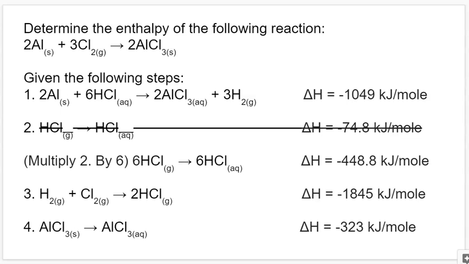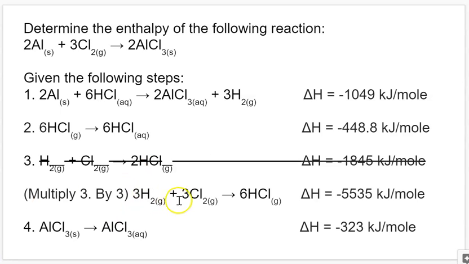So we're going to go down the list. I have HCl gas here on the reactant side, and in 3 I have HCl gas on the product side. So that's going to be a chance to cancel out that 6 HCl gas. So I can multiply number 3 by 3 so that the 2 HCl becomes 6 HCl, so we can cancel that out. And that also gives us 3 H2 and 3 Cl2. And our value also gets multiplied by 3.